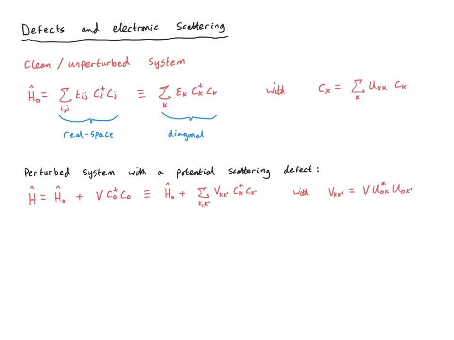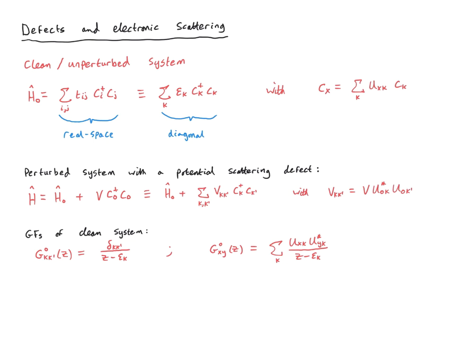So, we'd like to know the Green's functions of our system in the presence of the defect in terms of the Green's functions of our clean or unperturbed system. Here, one can apply perturbation theory to understand the physics of this problem. However, Green's functions also allow you to find the exact solution, and so that's what we're going to do in the following. First of all, let's have a look at the Green's functions of the clean or unperturbed system.